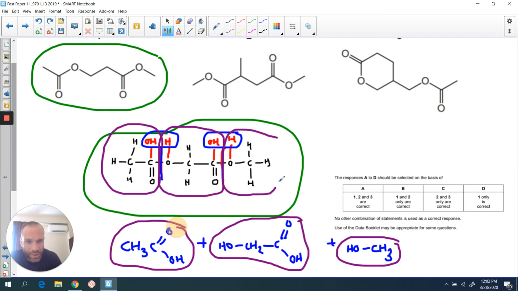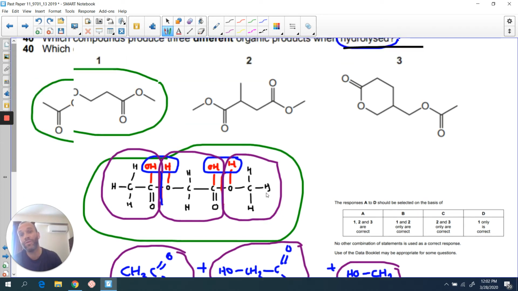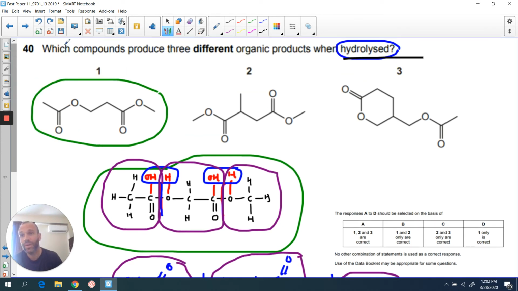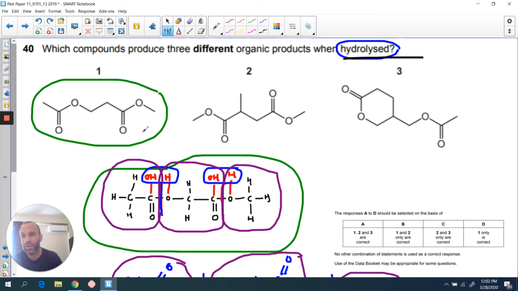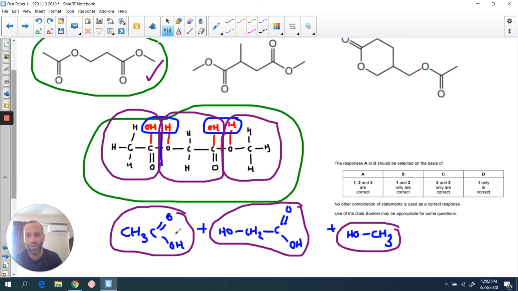So the water has come up and split this compound into three, and there are actually three different products that have been made, okay? So we don't actually need to go any further into this. We've worked out here that number one as an option is definitely correct, okay? Which compounds produce three different organic products when hydrolyzed? So number one would be correct because all three are different.